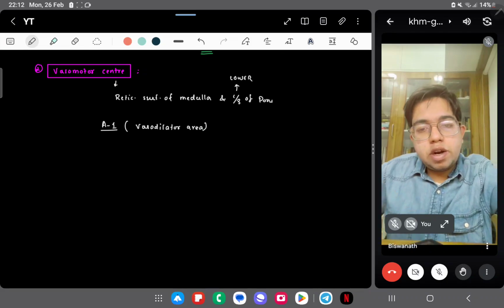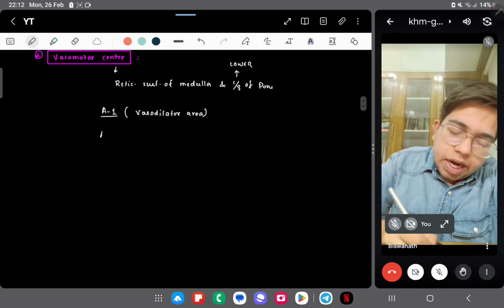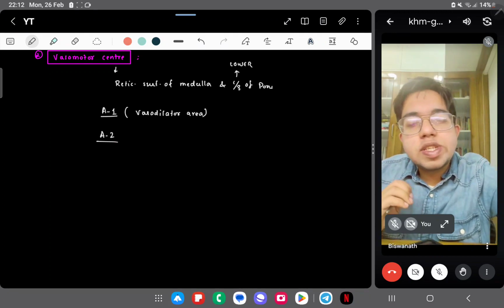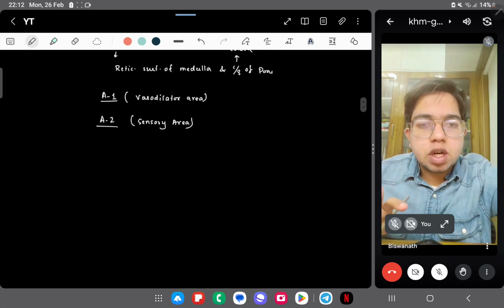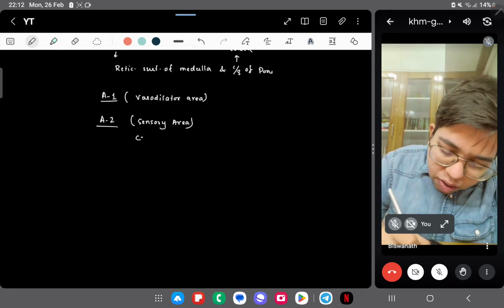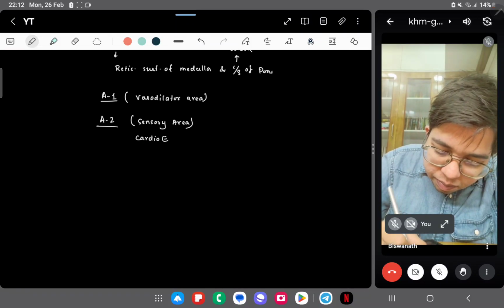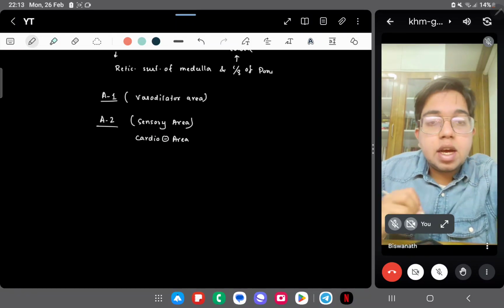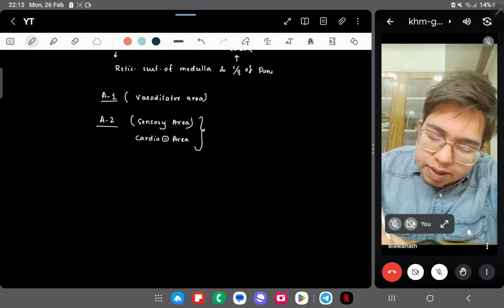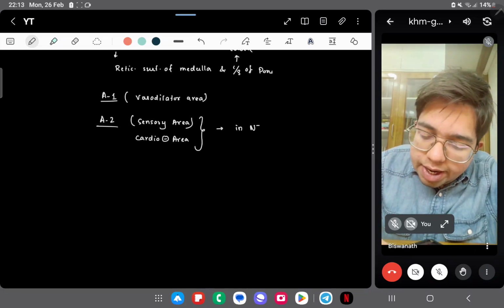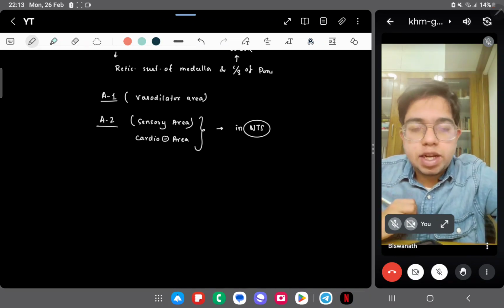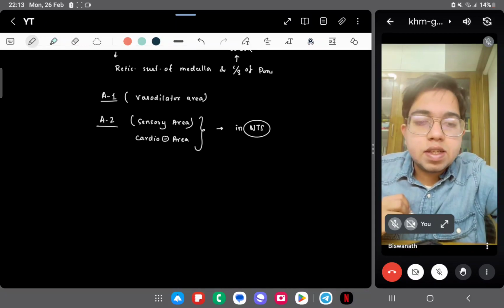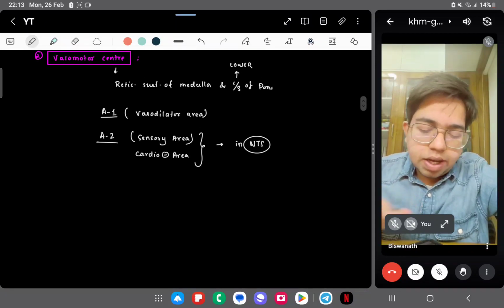What will it do? It will do vasodilation, of course. A2 is called a sensory area. Understood? And we have something called a cardio inhibitory area. Sensory area as well as cardio inhibitory area, and these two areas are located in NTS. Do you know what is NTS? The nucleus tractus solitarius, and this nucleus tractus solitarius is also present in these areas which I am discussing.